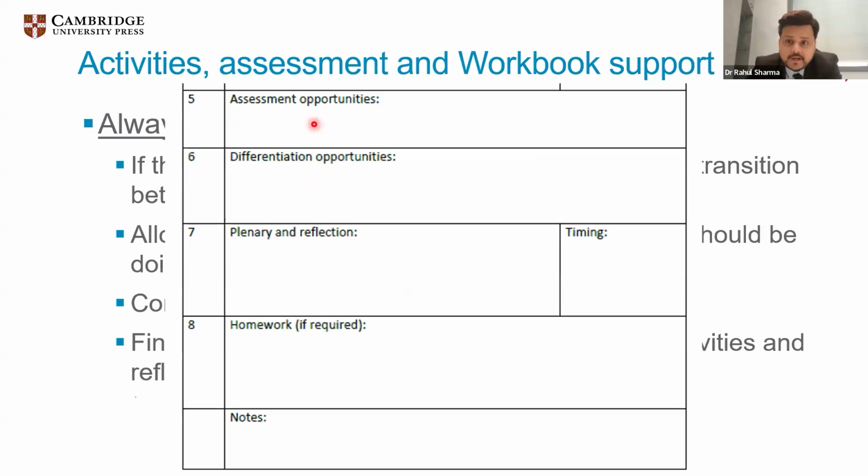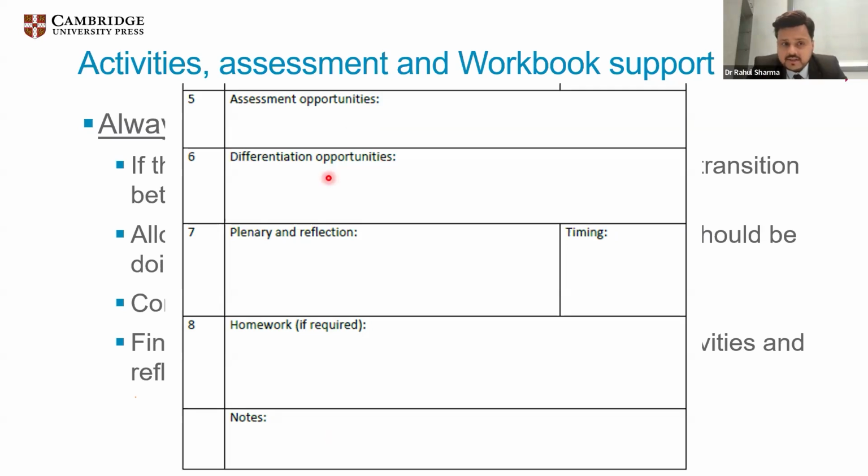As you can see, the assessment opportunities: how I can check, how can I assess my child when I'm teaching a chapter, how differentiation opportunities can be brought in, plenary, homework if required, and notes. Notes could be something which I use specially for putting in my own ideas. Generally there's no need to put anything, but if I want to put my own ideas, I could still put them in the notes section.